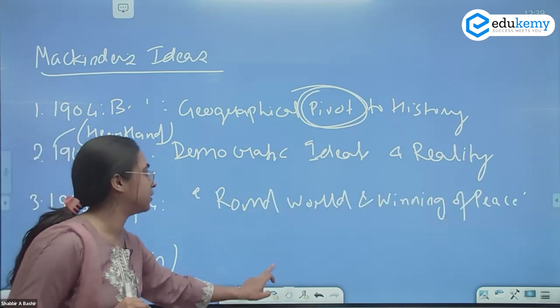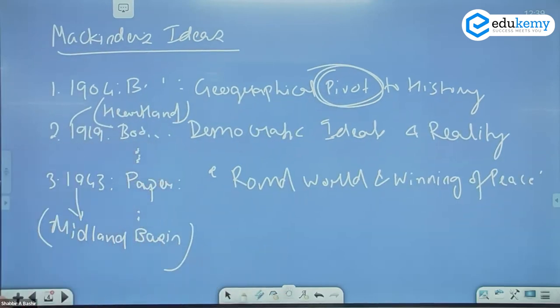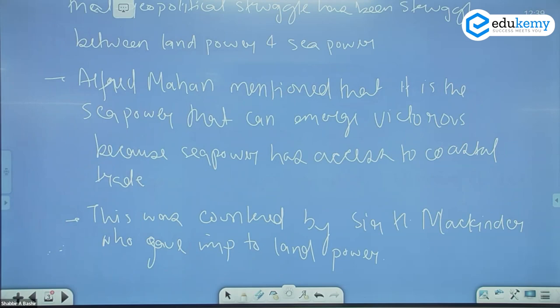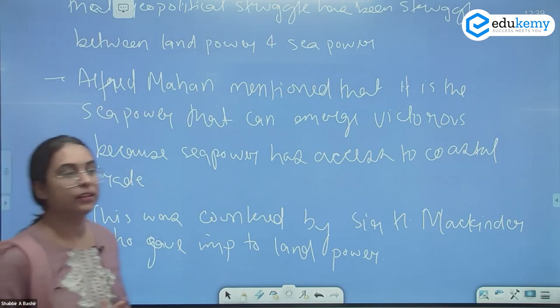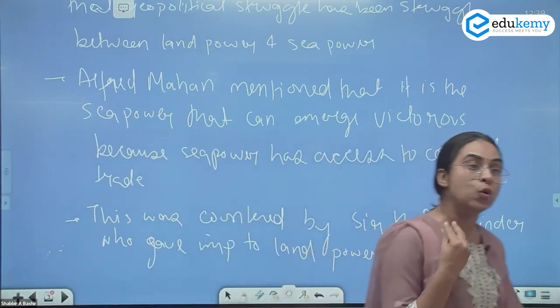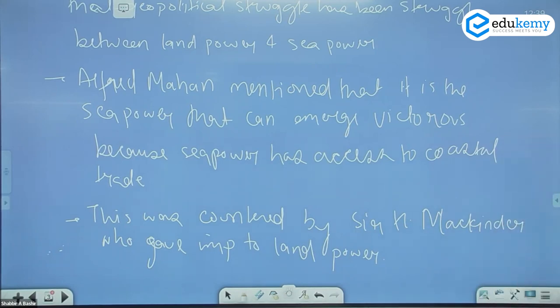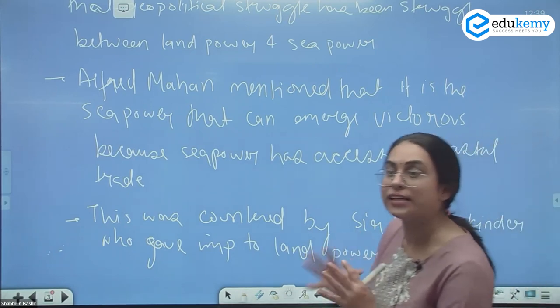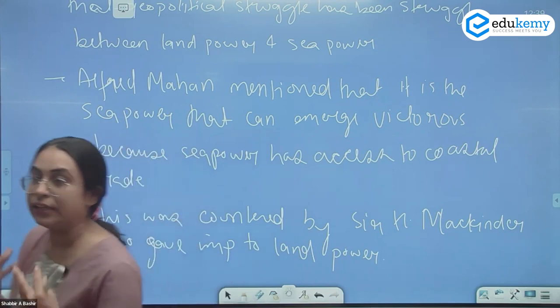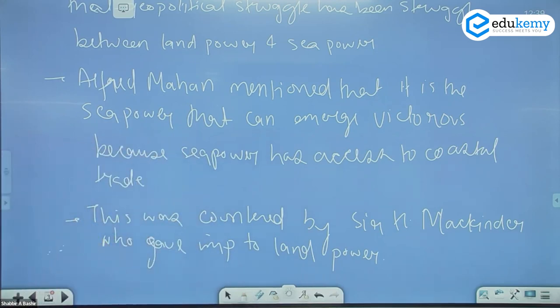So the first version, that is 1904. The first version, the context. In what context was the theory given? Sea power versus land power. Who will win? What is the sea power? Sea power is a nation who has developed their navies. They are in the age of exploration.